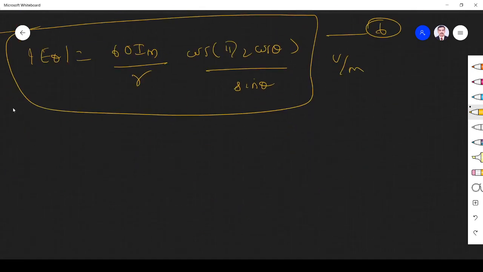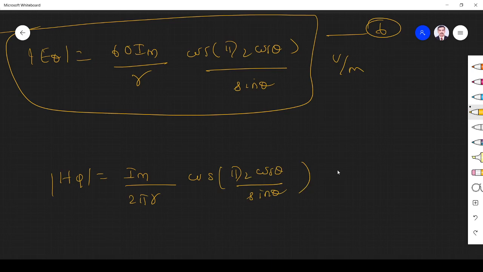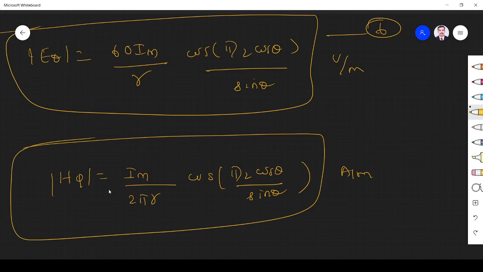Okay, we found everything. Then what is the thing we have to find? That's all about this. So E theta and H phi we found, right? So I hope you understand the derivation, very simple. What is H phi? The magnitude of H phi is equal to Im divided by 2πr, cos(π/2 cos theta) divided by sin theta ampere per meter, right? So this we have done.